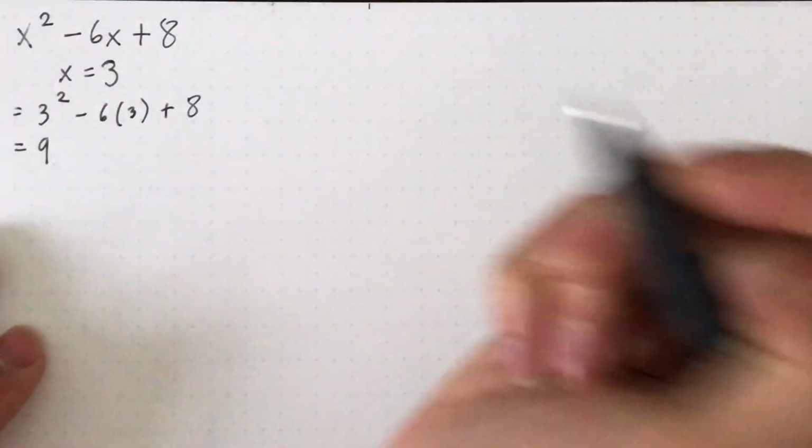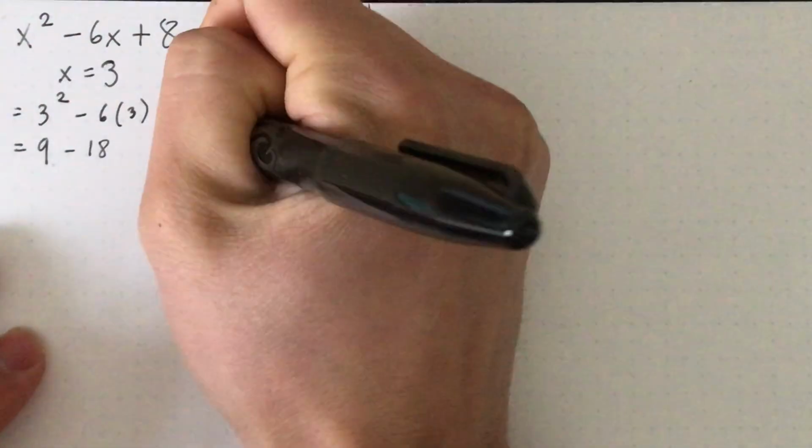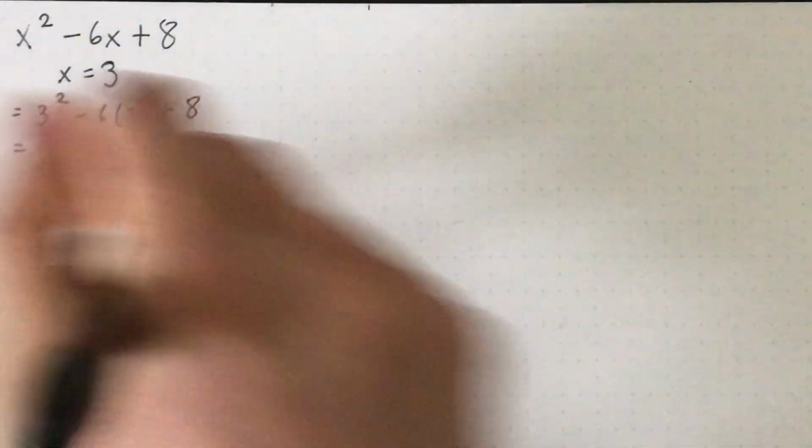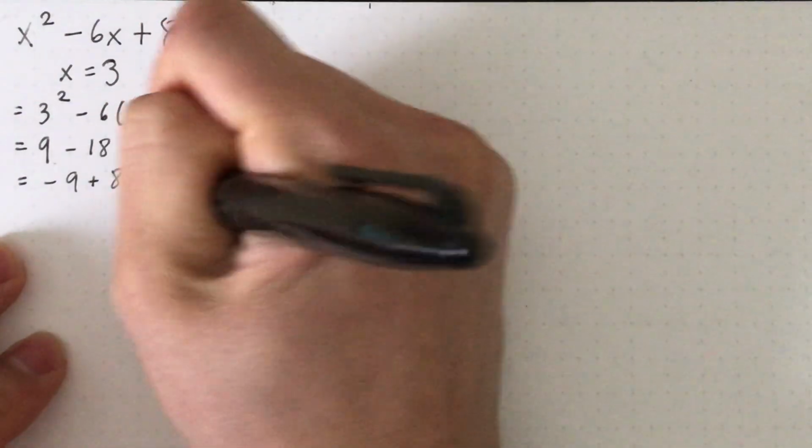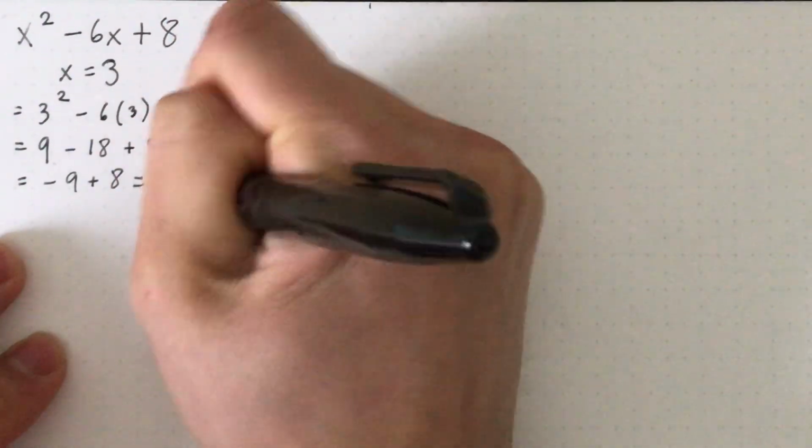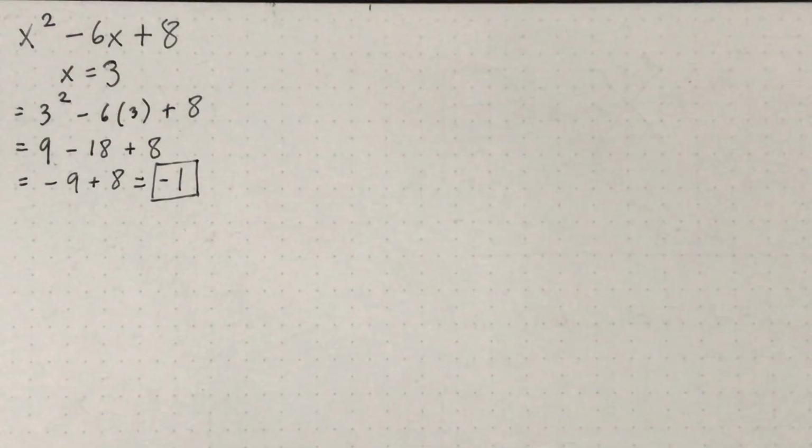3 squared is 9. 6 times 3 is 18, and then plus 8. Let's go from left to right. 9 minus 18 is equal to negative 9, plus 8. Negative 9 plus 8 is equal to negative 1. So this is the answer that I got because I chose 3 as my number.